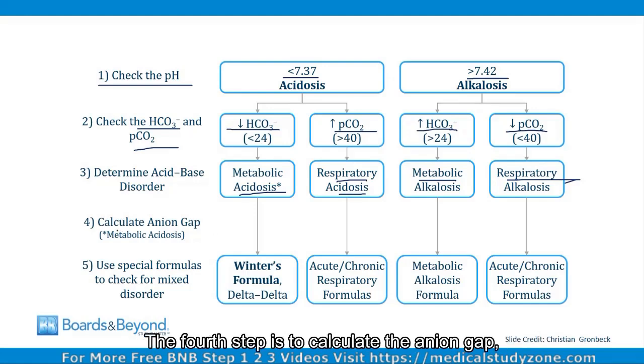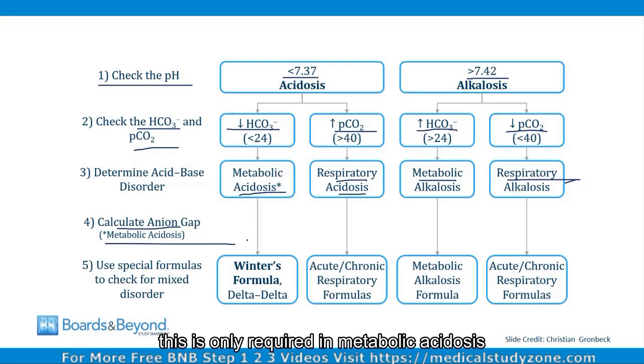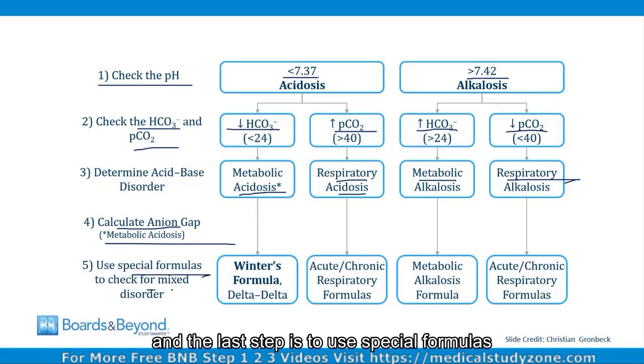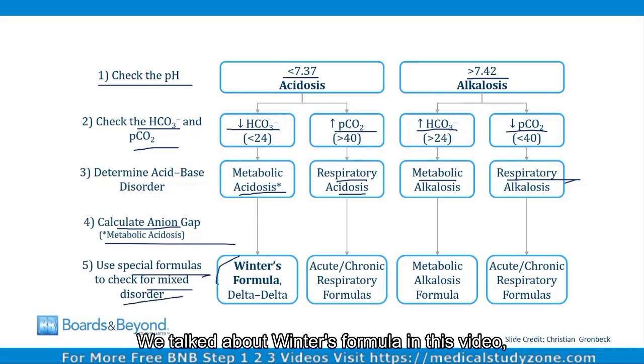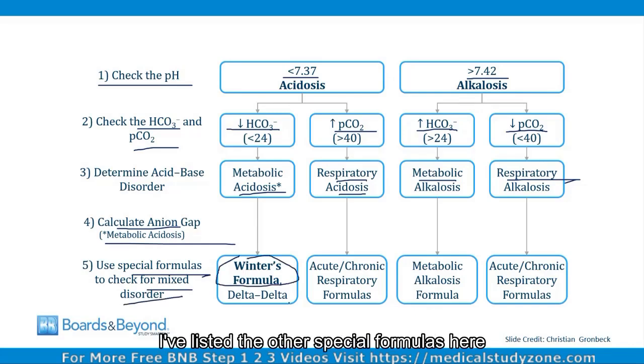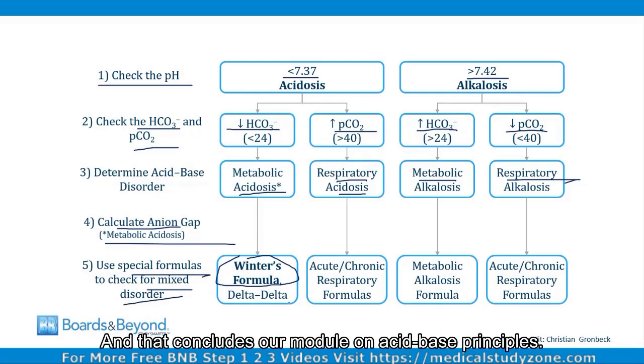The 4th step is to calculate the anion gap. This is only required in metabolic acidoses. And the last step is to use special formulas to check for mixed disorder. We talked about Winter's formula in this video. I've listed the other special formulas here. You can read about them if you wish. And that concludes our module on acid-base principles.